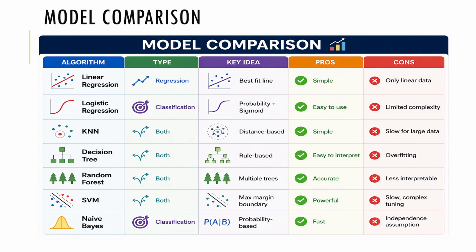Then we have support vector machine. Support vector machine finds the best boundary by maximizing the margin between the classes. It is powerful but can be slow and requires careful tuning. And last we have Naive Bayes, a probability based algorithm. It is fast and works well for text data, but it assumes that features are independent.